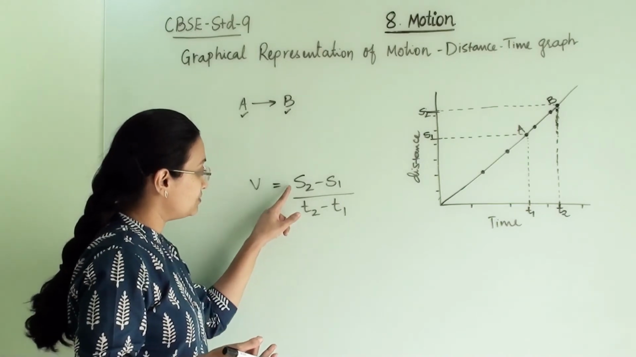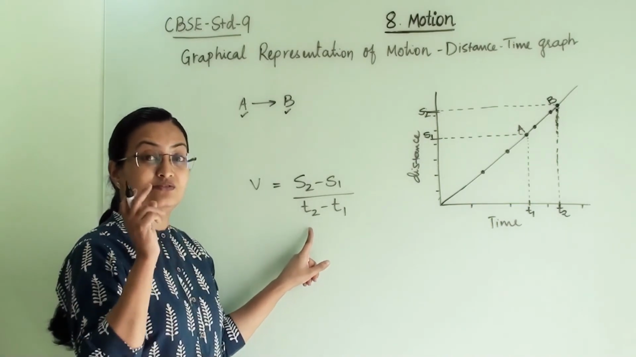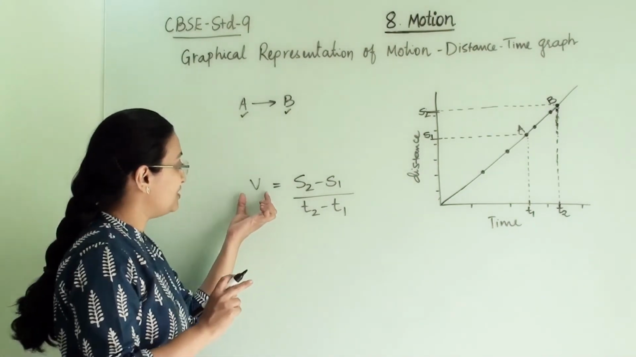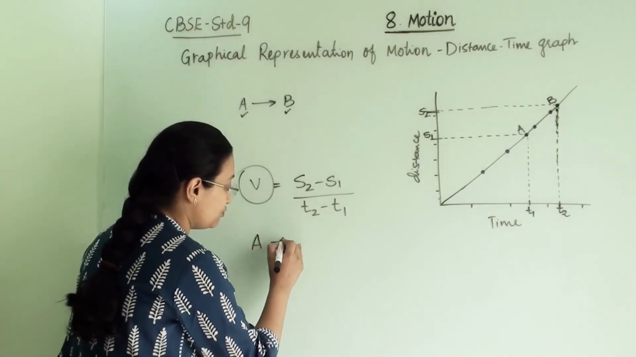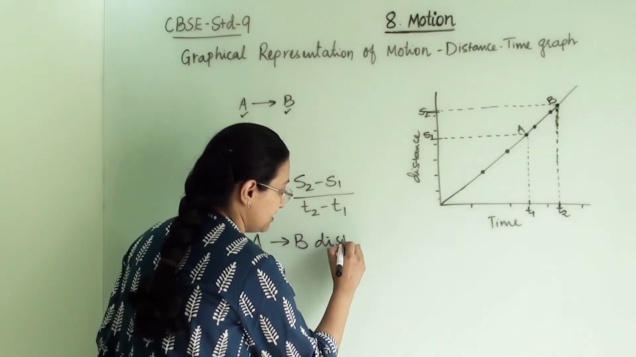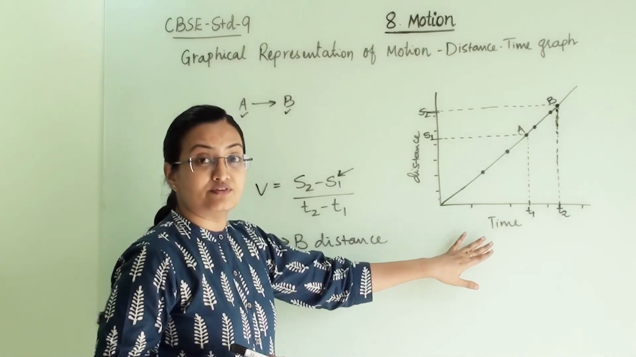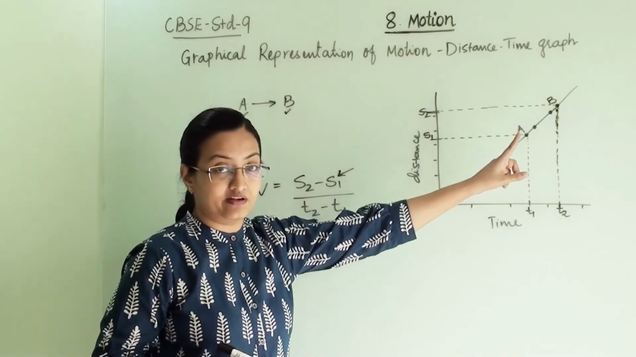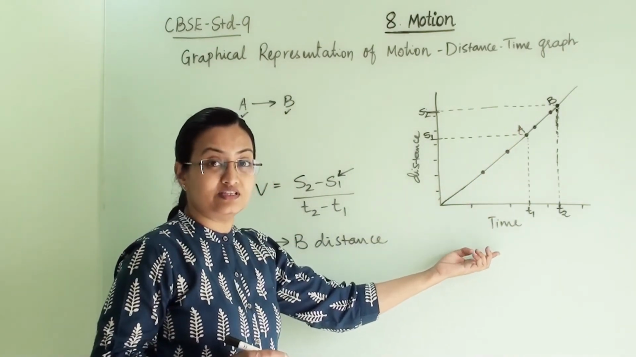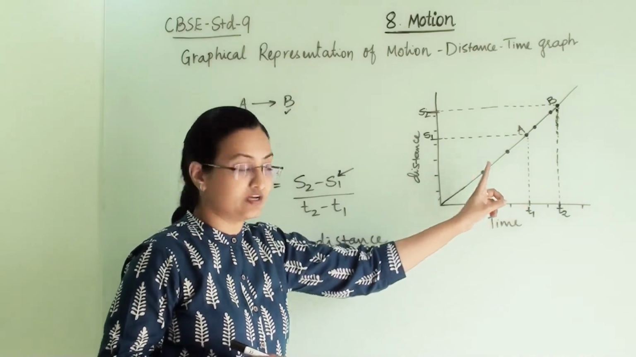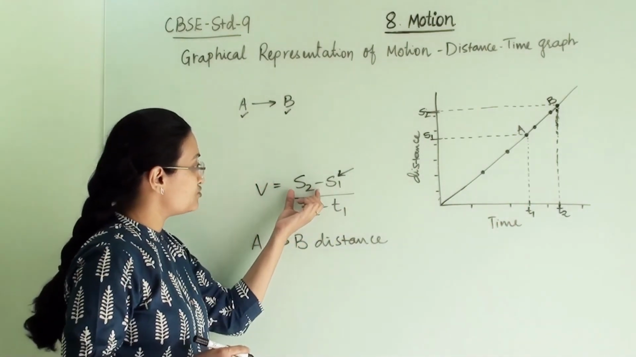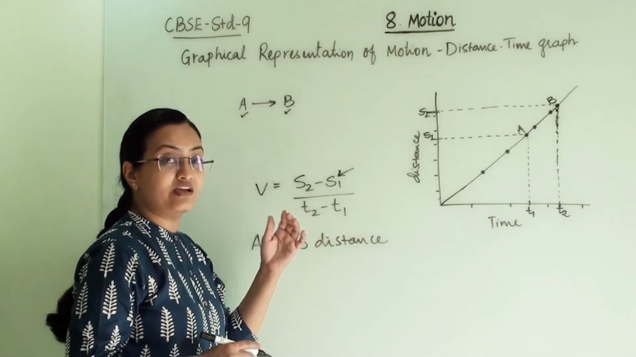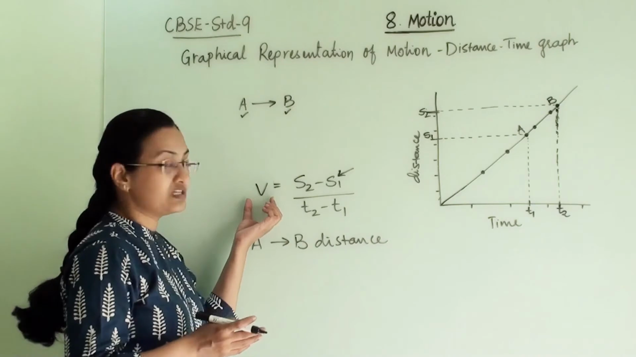Now when we find out this distance and this time, this is a distance by time graph. So we will get V here when we covered the A to B distance. So this distance by time graph gives us a speed. When this object is moving in a straight line in a distance by time graph, it is with a uniform speed. So whenever we take S2 minus S1 divided by T2 minus T1, that is giving us distance by time. So this is our speed.